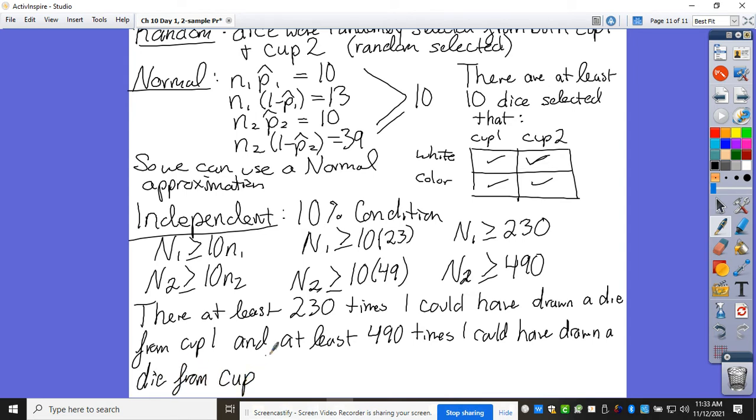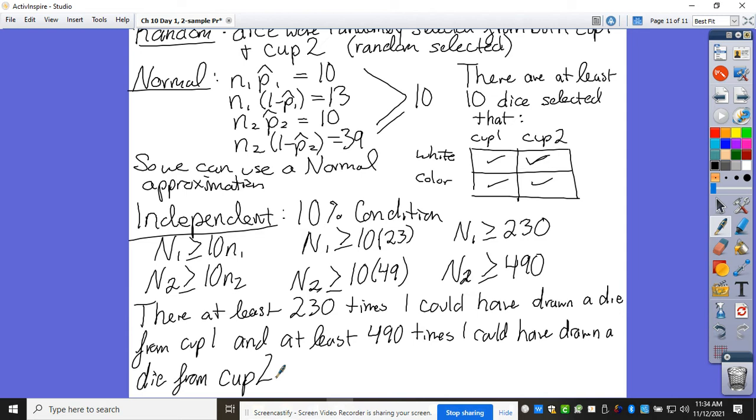from cup 2. And so now that you see what that's going to be like, I probably could have worded this a little bit different to have written less. I could have reworded this to say, I could have drawn a die at least 230 times from cup 1 and at least 490 times from cup 2. So once you know where it's going, you can reword it to make it shorter. Does that make sense? And that's why I was very vague with this one: every single problem, you've just got to think through the wording.